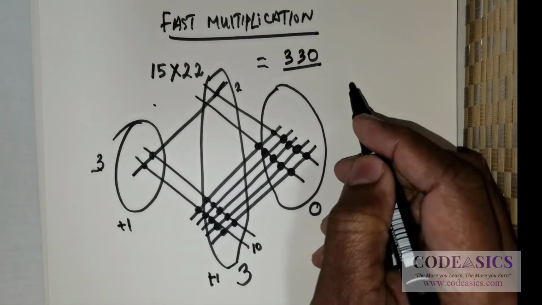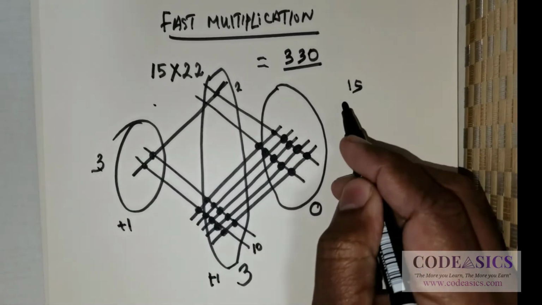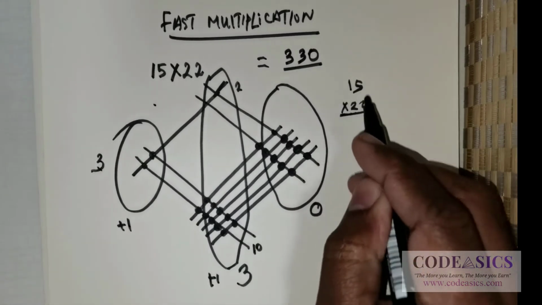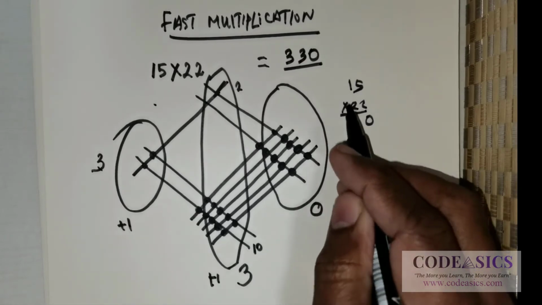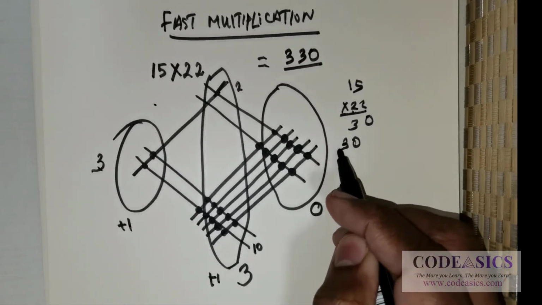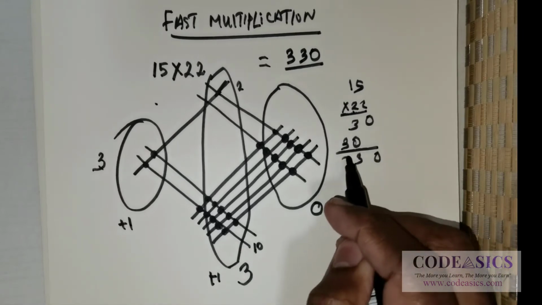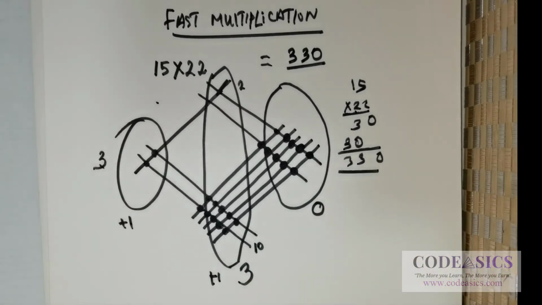Now let us check whether we have done it right or not. So 15 times 22. 2 times 5, 10, carry 1. 2 ones are 2, 3. 2 times 5, 10, carry 1. 2 ones are 2 plus 1, 3. So it's going to be 0, 3, 3. So 3, 3, 0. So that's the perfect answer.